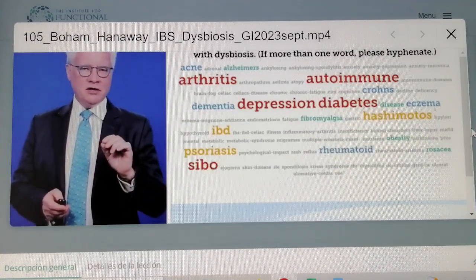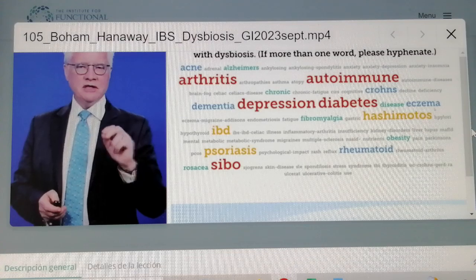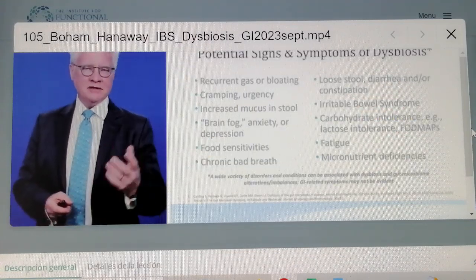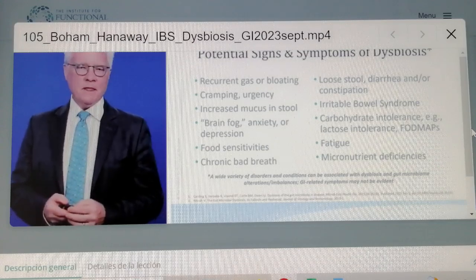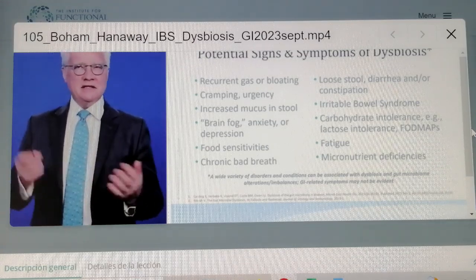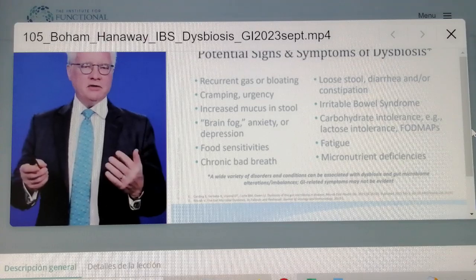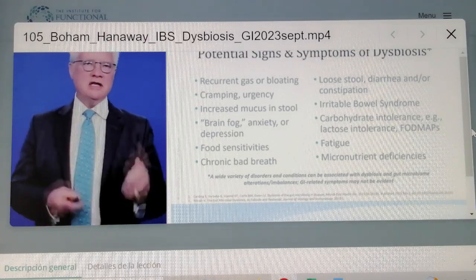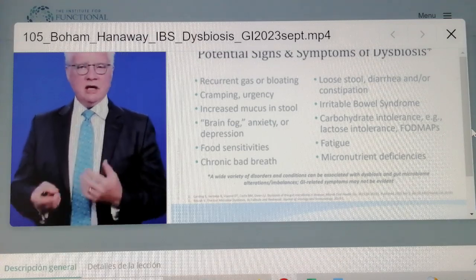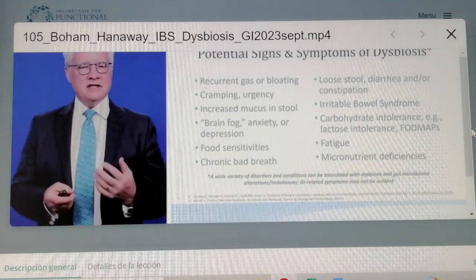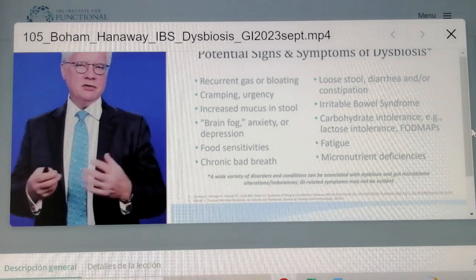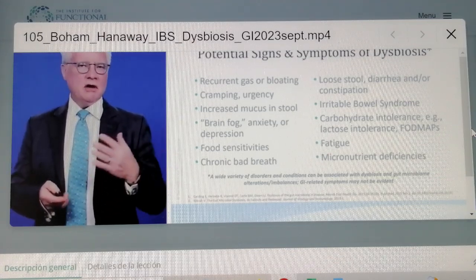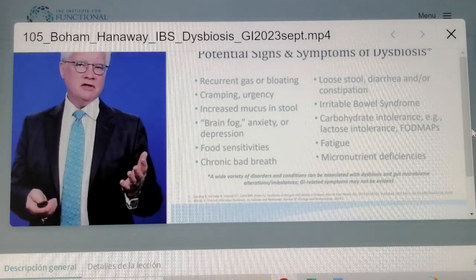Okay, so we got depression. That's good. Depression, anxiety. We're learning so much more about the gut-brain microbiome axis. I'll talk more about that on Sunday morning. And so we can see that these symptoms of dysbiosis will be the kinds of bloating, cramping, urgency, diarrhea, constipation, fatigue, bad breath, halitosis, food sensitivities. All of these are symptoms that we can find with dysbiosis.